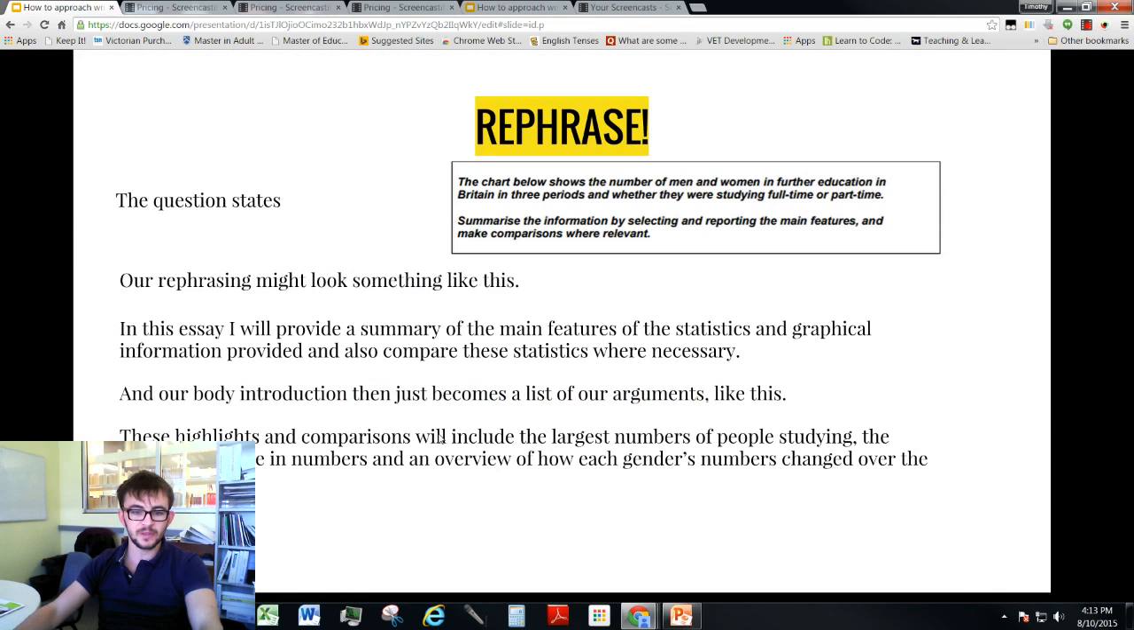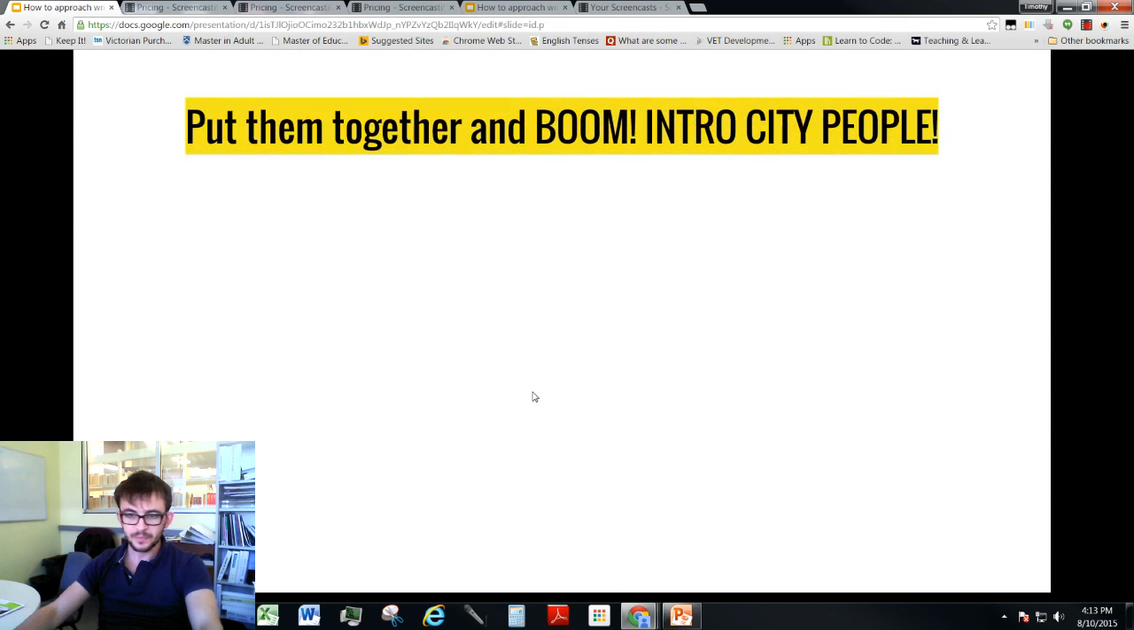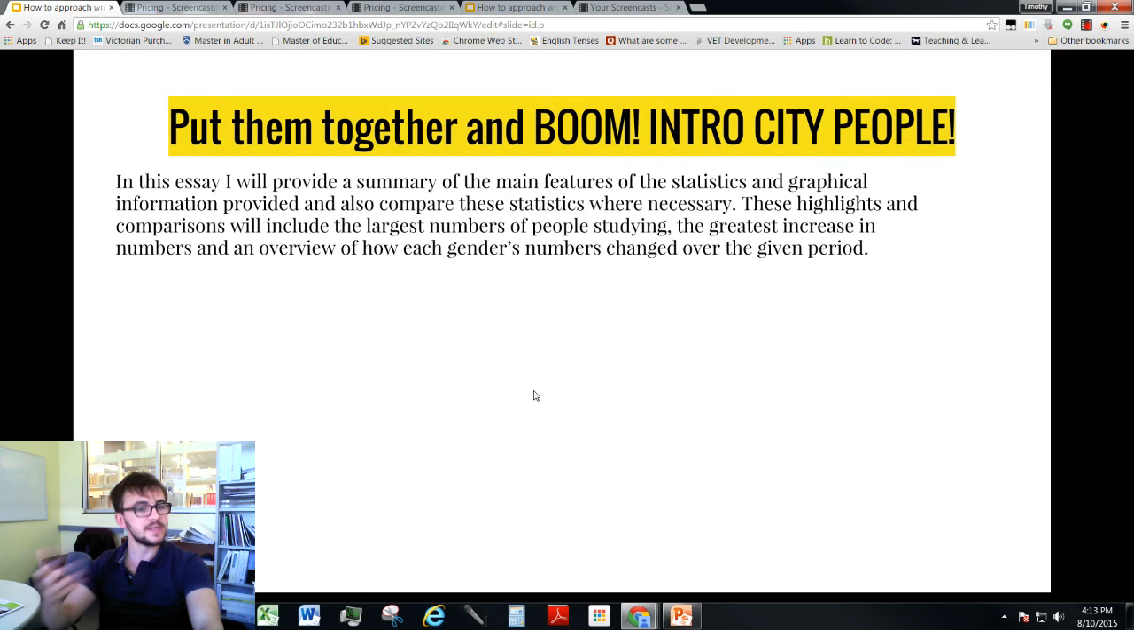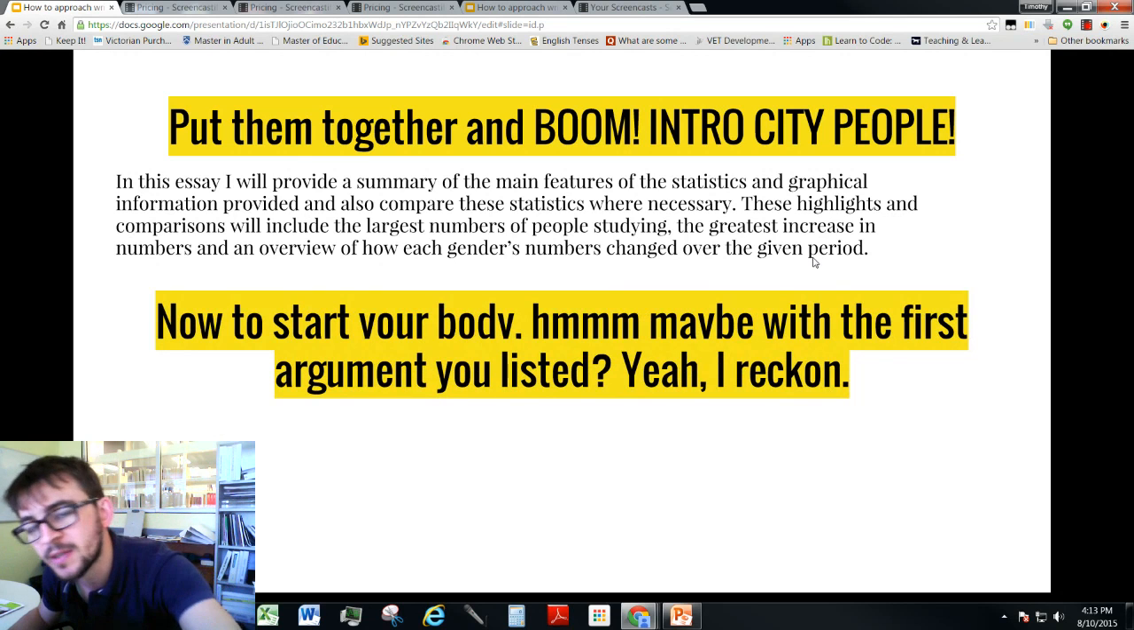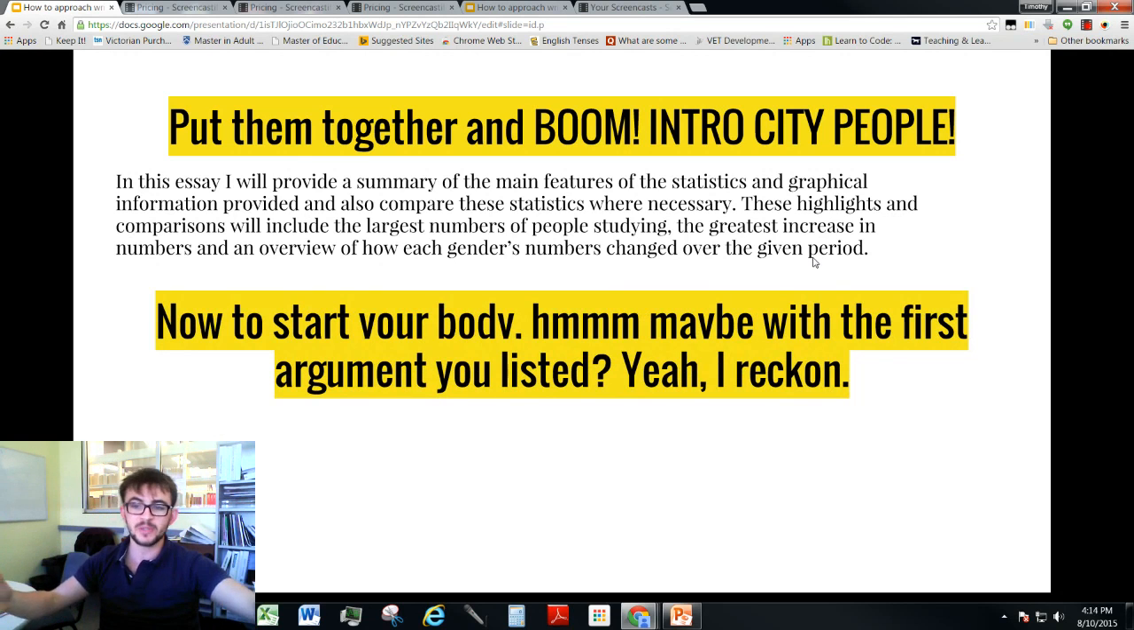So I've used a shorthand version to make my intro. When you put the two together, this is how it reads. In this essay, I will provide a summary of the main features of the statistics and graphical information provided, and also compare these statistics where necessary. These highlights and comparisons will include the largest numbers of people studying, the greatest increase in numbers, and an overview of how each gender's numbers changed over the given period. This has shown in the first sentence that you understand the question, and the second one tells the person marking exactly what they're going to read. So it just makes sense to me to do it this way.